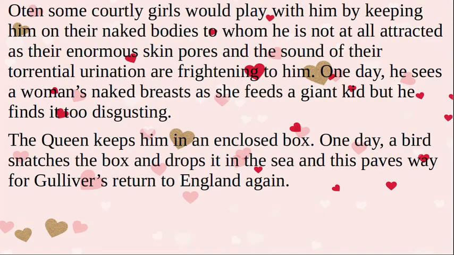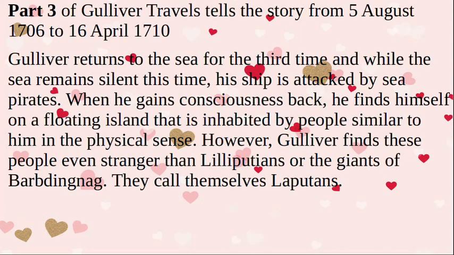The queen keeps him in an enclosed box. One day a bird snatches the box and drops it in the sea, and this paves the way for Gulliver to return to England. Part 3 of Gulliver's Travels tells the story from 5 August 1706 to 16th April 1710.